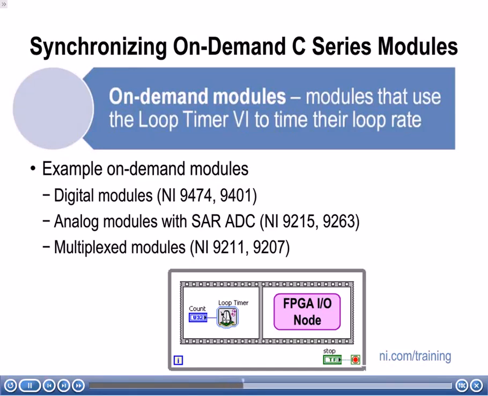If you want to see the type of ADC that an analog C-series module uses, you can look in its specifications. An example of that is the 9215 or the 9263. Another example of an on-demand module is multiplex modules, so 9211 and 9207. At the bottom of the slide, you see that with these modules, the way that you time them is with a Loop Timer VI. And then you would put an FPGA I/O node in the next frame.